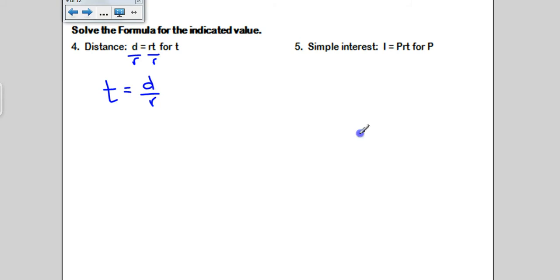Okay, similarly on number 5, interest is principal times rate times time. So if I want to solve for principal, I can go ahead and divide by both the r and the t. So I end up with principal equals my interest divided by rate and time.